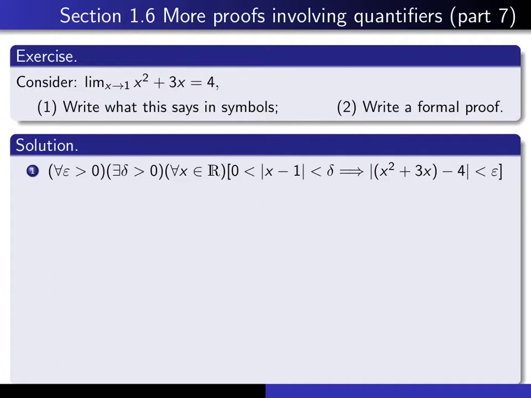So here it is written out in symbols. It says, for every positive real number epsilon, there exists a real positive number delta, such that for every real number x, if the absolute value of x minus 1 lies between 0 and delta, then the absolute value of x squared plus 3x minus 4 is smaller than epsilon.